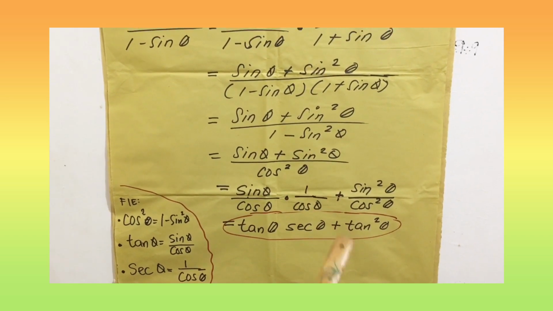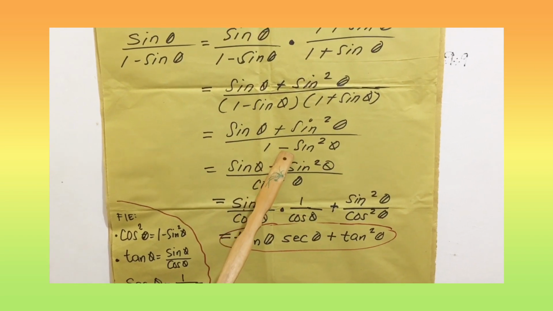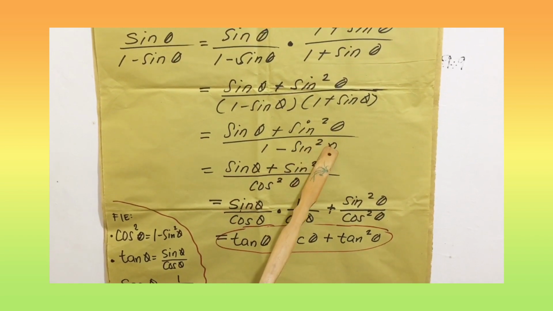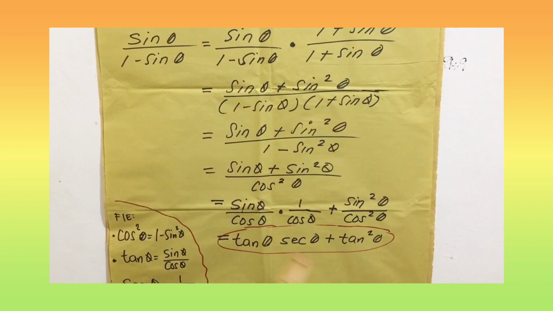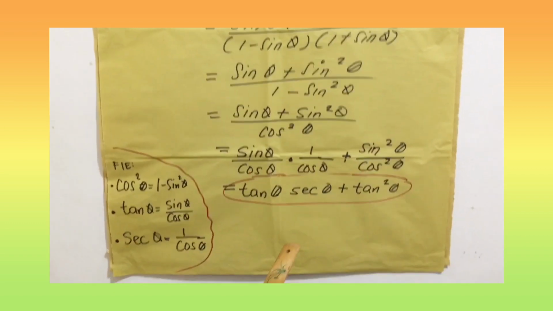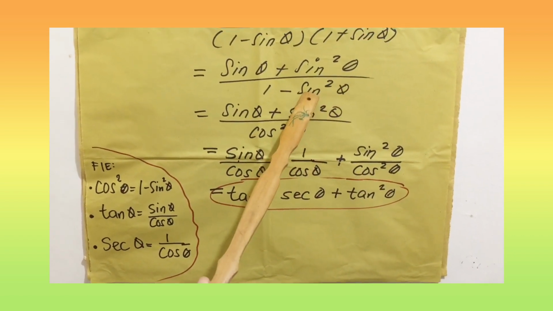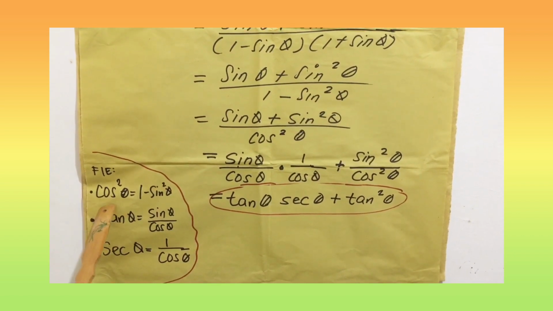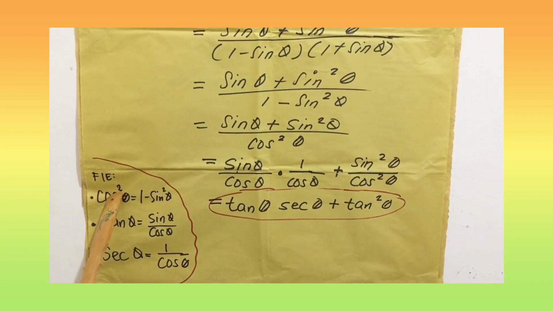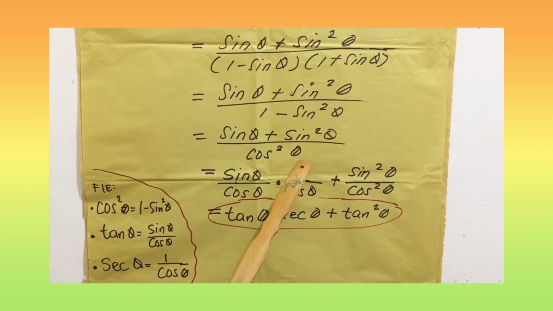Then next, we're going to use the value of 1 minus sine squared theta from our fundamental identities of the trigonometric functions. The 1 minus sine squared theta will be equivalent to cos squared theta. Okay, this will be equivalent to cos squared theta.